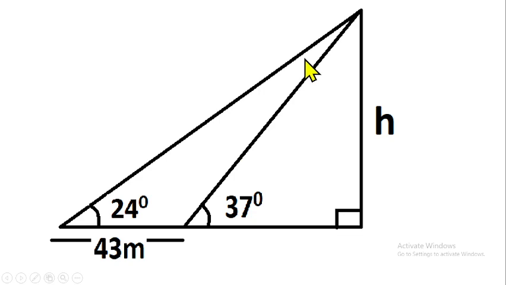Or two ladders lean against a vertical wall, and the angles the feet of the two ladders make with the ground are 24 degrees and 37 degrees. The distance between the feet of the two ladders is 43 meters. Find the height of the wall. So there are different scenarios that could lead to this type of diagram.